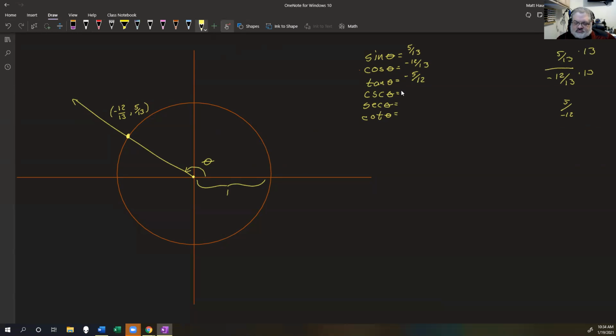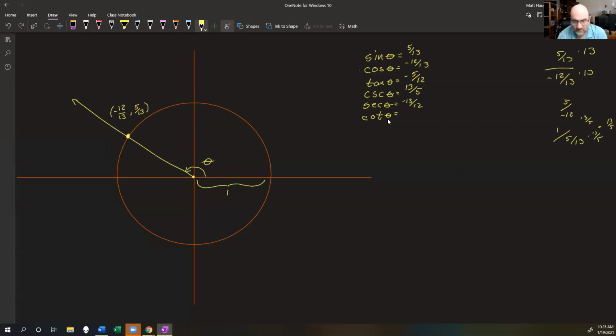Cool. What about the cosecant? Cosecant was the reciprocal of 1/5/13. Yes, but you wouldn't leave it like that, would you? 1 over 5/13. No. You'd multiply by 13/5, or just flip it and get 13/5. That would make the secant equal to negative 13/12. Yep.